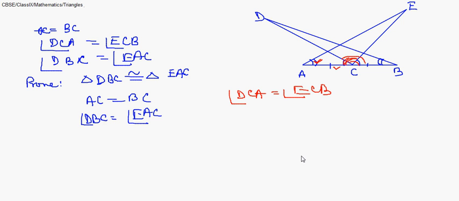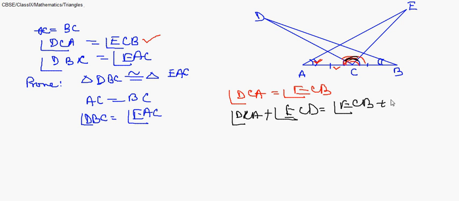In this question it was given to us that DCA is equal to ECB. Yes, DCA is given to be equal to ECB. Now I add this common part which is ECD. I add DCA with ECD, along with ECB with ECD. So DCA plus ECD makes the whole thing as ECA.